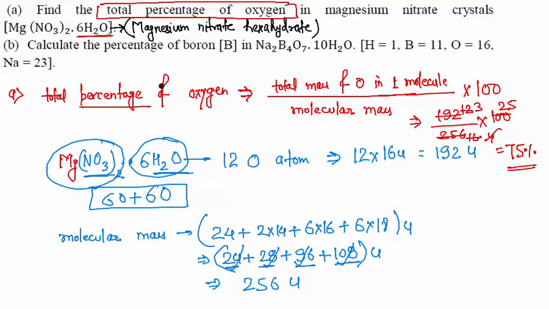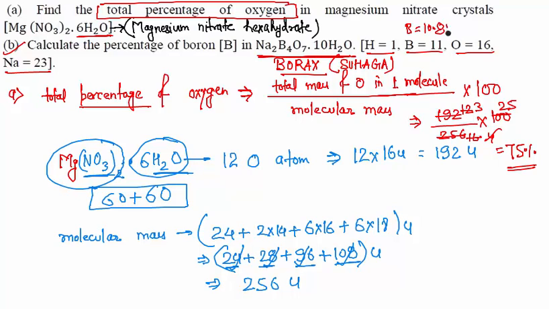Okay, now the same funda will be applicable in the second part, the B part. Calculate the percentage of boron in this particular compound, and this is your borax. Remember, this is your borax. In Hindi it is also known as suhaga. Now you have to find the percentage of boron. Look at this, these atomic masses are given. Boron here we are taking 11, oxygen is 16, and sodium is 23. In general we take boron 10.81, but here it is given 11 just to ease the calculation part.